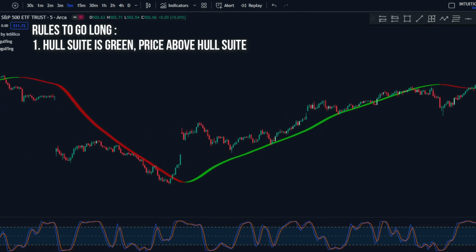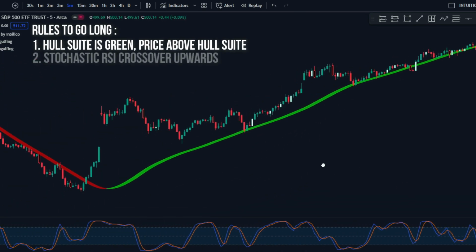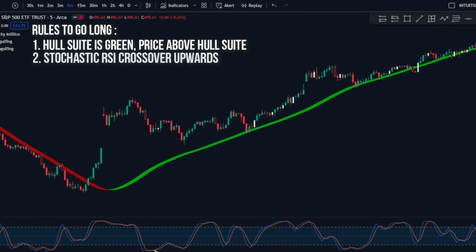Next up, for you to take a long trade, you want to wait for a crossover of the blue line above the orange line. This indicates that there is a strong movement and it comes from a place where it is oversold and it's a pullback zone waiting for you to buy. The third indicator will be having a bullish engulfing. You want to enter when there is a crossover and there is a bullish engulfing as well. So basically, we wait for price to be above the house sweep and need for it to be green. Wait for a stochastic RSI crossover before you wait for a bullish engulfing and take the trade.